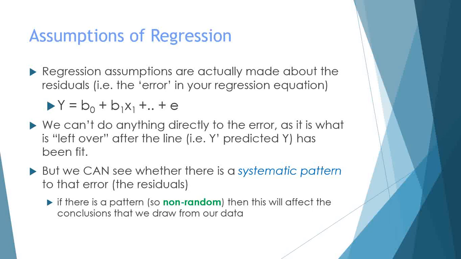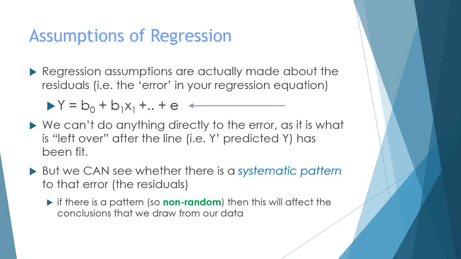So one of the assumptions of regression is that you have some error. So there's this error term here. That's the error in your regression equation. Now we can't do anything directly to the error, as it's what's left over after fitting the regression line, so the y hat or predicted y. And you'll always have error. It's a normal part of statistical analysis.